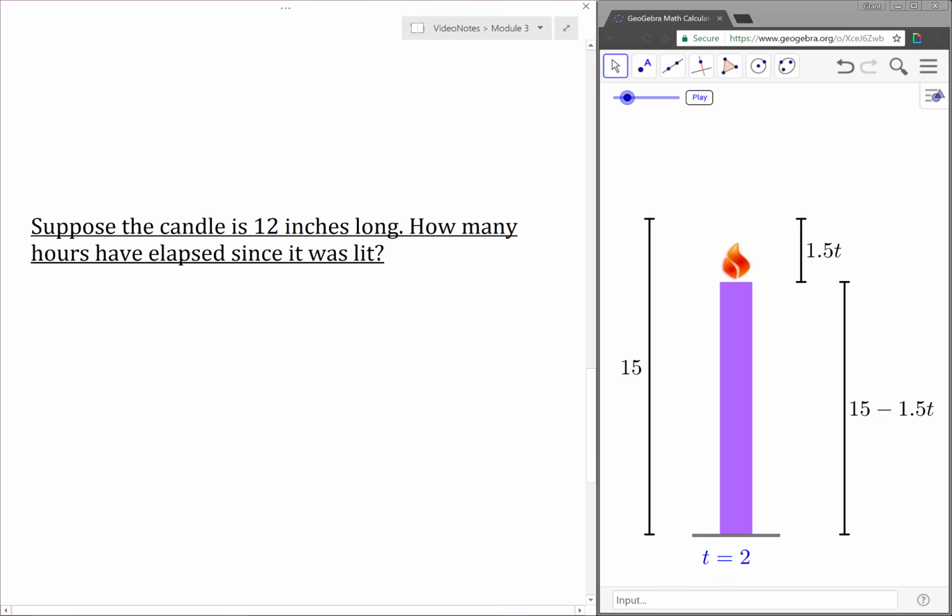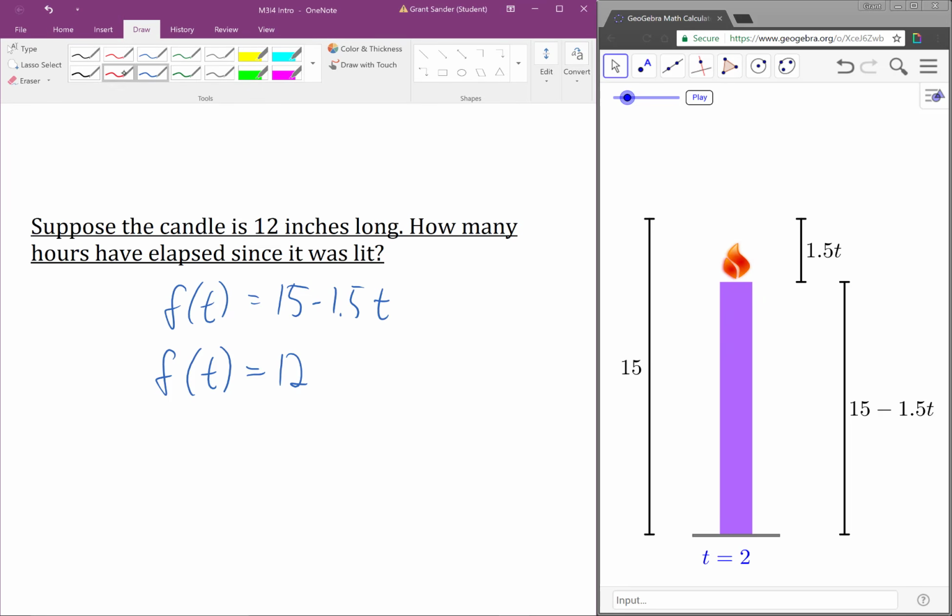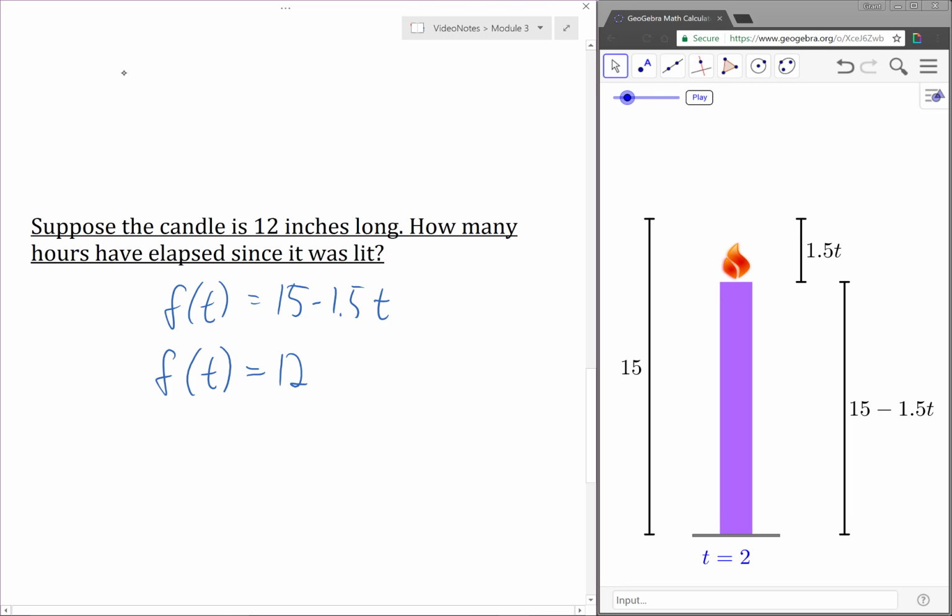Now let's suppose that the candle is 12 inches long, and we want to know how many hours have elapsed since it was lit. If the candle is 12 inches long, then we can write the equality f of t equals 12. Now, since f of t was equal to 15 minus 1.5t, and we know that the value of this is 12, we can write the equality 12 is equal to 15 minus 1.5 times t. All I'm doing here is looking at these values and setting these two expressions equal to each other.